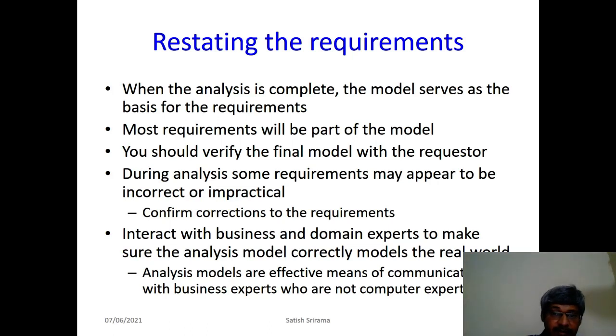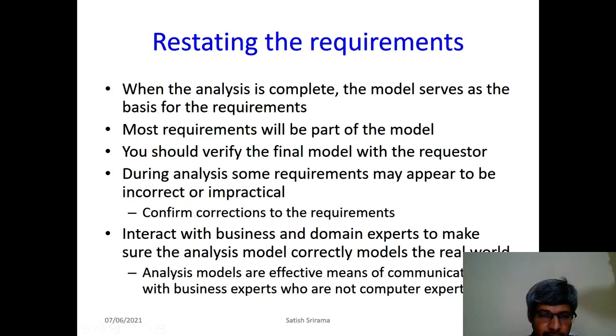If all the requirements are in the model, that is an ideal thing to verify with the requester. For example, your client wants you to develop an application. Once you have the model ready, that means you have captured all the requirements. So it is a better idea to go and check with the requester whether everything is there or not. But at the same time, during the analysis, some requirements may appear to be incorrect or impractical.